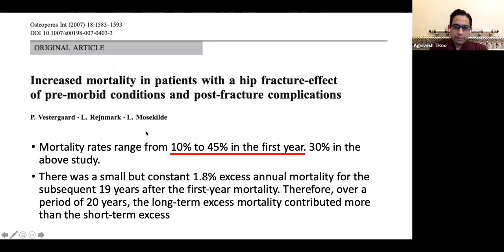Now, if a patient develops a hip fracture, there is a mortality rate which has been quoted from 10 to 45%. Now, 45% is a very high number. Even if we consider 30%, it's very high, which means that 1 out of 3 patients who develop a hip fracture, which is osteoporotic and elderly and frail, will not be able to survive beyond 1 year. And then, subsequently, it increases by 1.8% every annual year thereafter, which is very, very high.